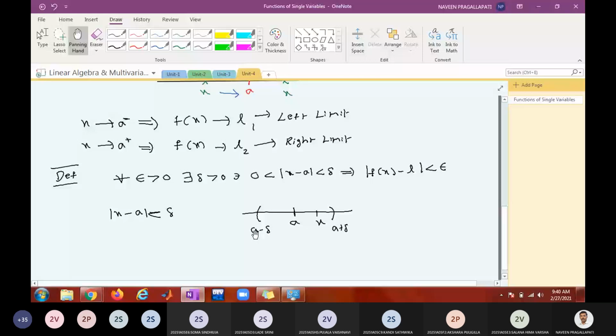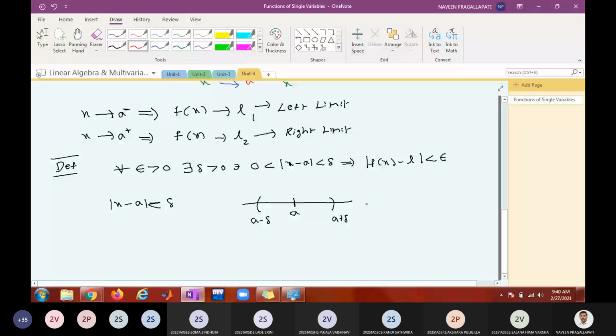What is this interval called? Can anyone say? These are all very, very important concepts. What is this interval called? This interval is called the delta neighborhood of a. Somebody said neighborhood. This is what the neighborhood means.